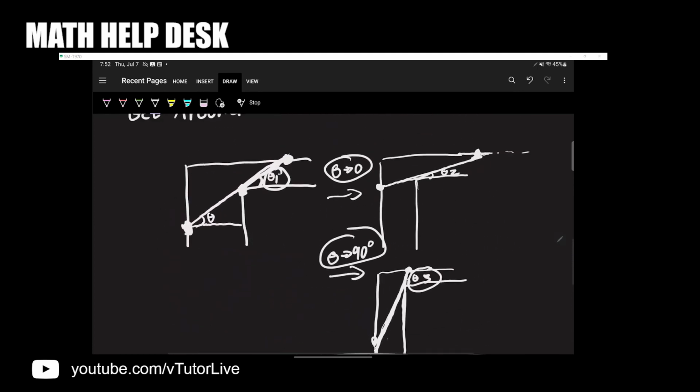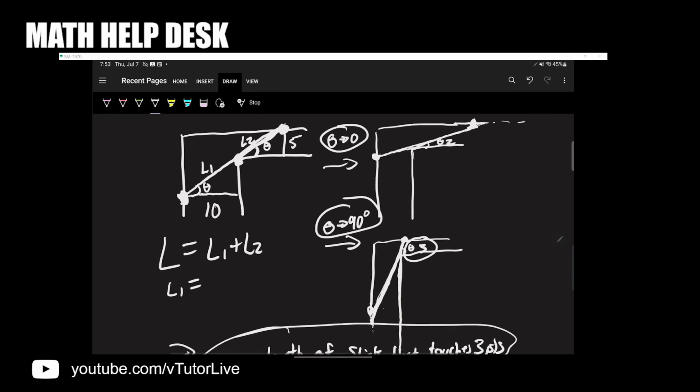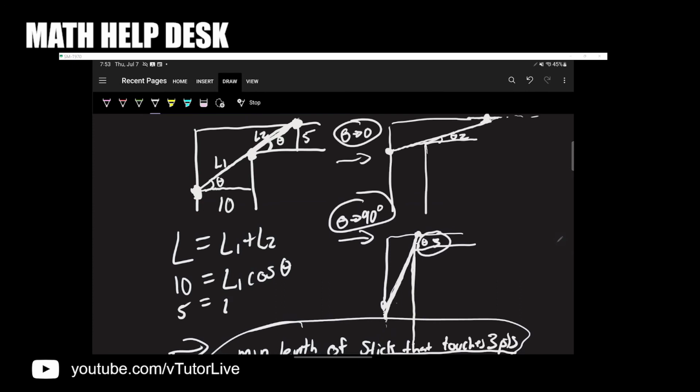Looking at this diagram right here, let's call this just theta again. So L is going to be equal to, we know that this width is 5 and this width is 10. So the total length is L1 plus L2, where, this is just basic trig, 10 is equal to L1 cosine theta, and 5 is equal to L2 sine theta.